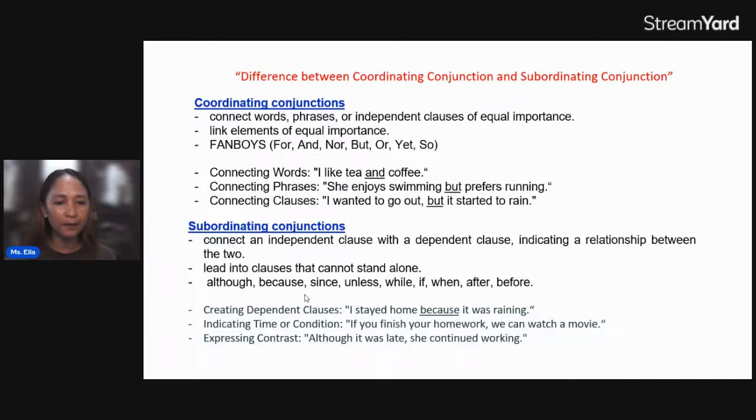Now, subordinating conjunctions create dependent clauses. For example, I stayed home because it was raining. Next, indicating time or condition: if you finish your homework, we can watch a movie. Next, expressing contrast: although it was late, she continued working. You see, there's always an independent clause with a dependent clause, connecting and indicating a relationship between the two. So I hope it's clear.